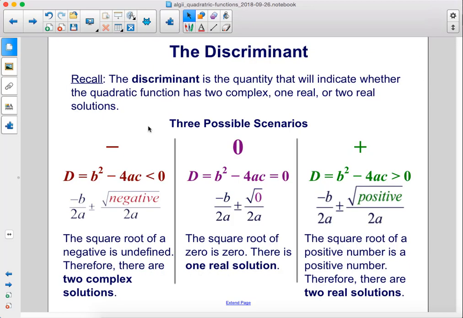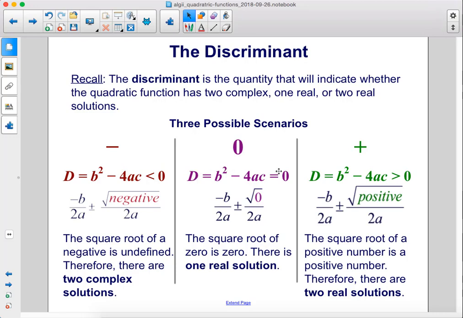Recall, the discriminant is the quantity that will indicate whether the quadratic function has two complex, one real, or two real solutions. The three possible scenarios. The discriminant is negative, less than 0. The square root of a negative is undefined. Therefore, there are two complex solutions.